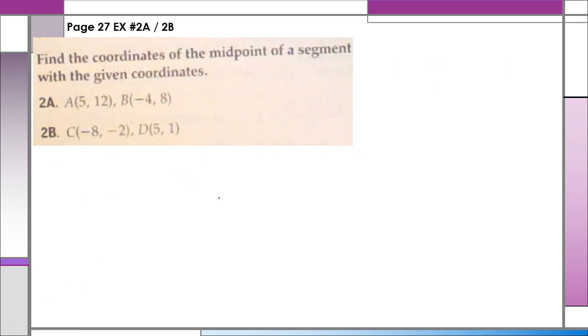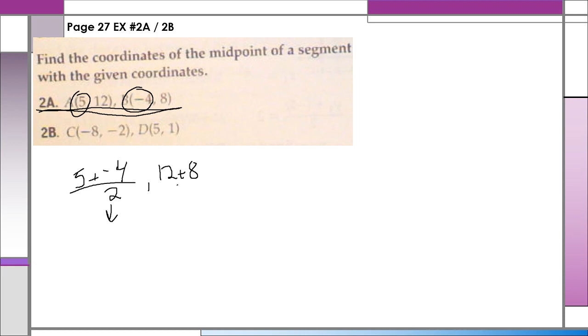So let's do one more with a negative just to be sure we got it. Let's just do this one right here. Again, I'm not going to necessarily do both, but we can just do one as an example. If I want to find the midpoint of these two values, I'm going to target my x's first. So 5 and negative 4. So I'm going to have 5 plus negative 4 divided by 2. That's going to be my x midpoint. And then my y's: 12 plus 8 divided by 2. That will be my y point.